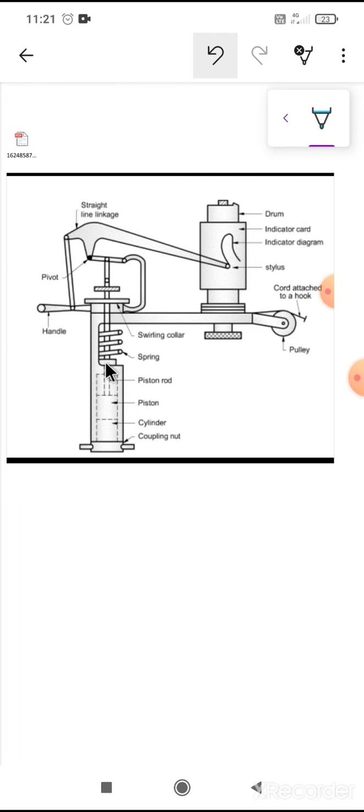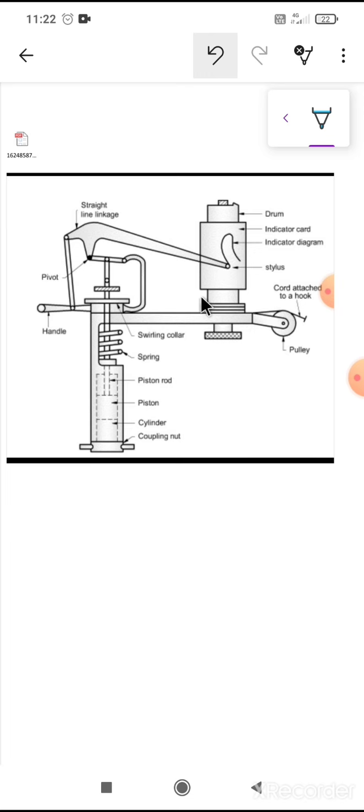The straight line linkage is mounted on a swinging collar, which can rotate on the top of the indicator cylinder. Now this is the drum, and this is the indicator card, where the diagram is to be drawn. This is the stylus, which will draw the diagram, and this is the pulley and cord attached to a hook.